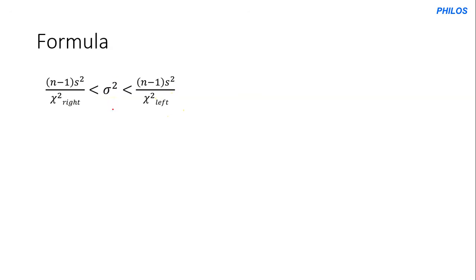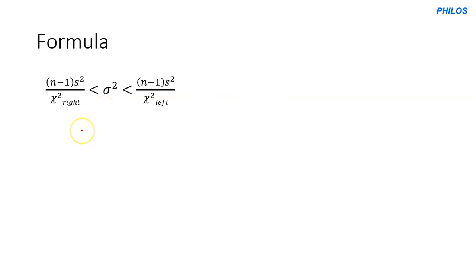Now you can compress this formula like what we did in confidence interval for mean and confidence interval for proportion. This is because their denominators are different. This is chi-square right, which will give you a different value, and this is chi-square left, which will also give you a different value. Now we use this when we are estimating confidence interval for variance.